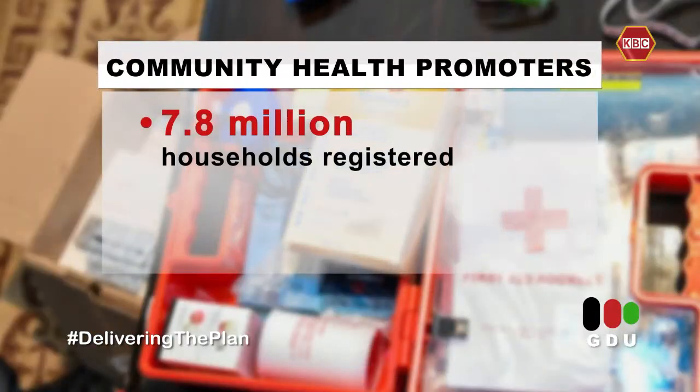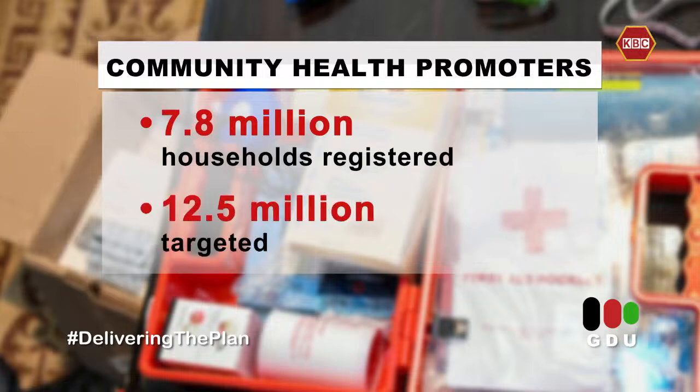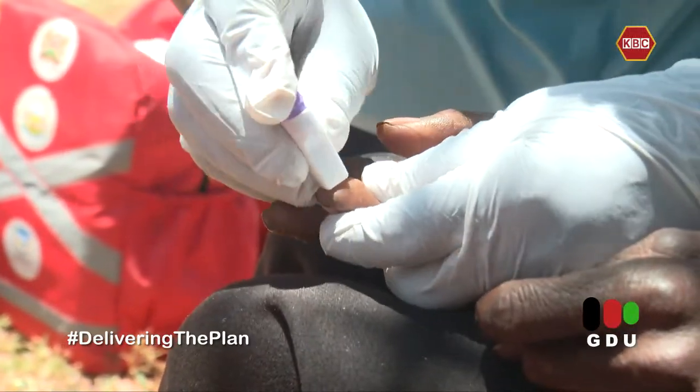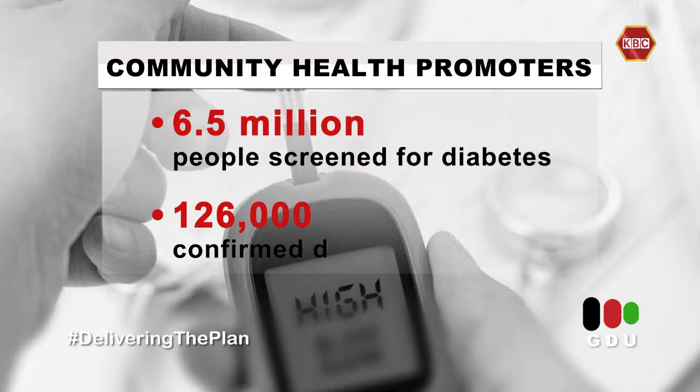Already, the community health promoters have been able to register 7.8 million households in Kenya, and we are gearing to ensure we have registered 12.5 million households in Kenya. And out of the 6.5 million people screened for diabetes, 126,000 have been referred to a health facility for further assessment. That means 126,000 Kenyans who are living without knowing that they have diabetes or they have signs of diabetes.